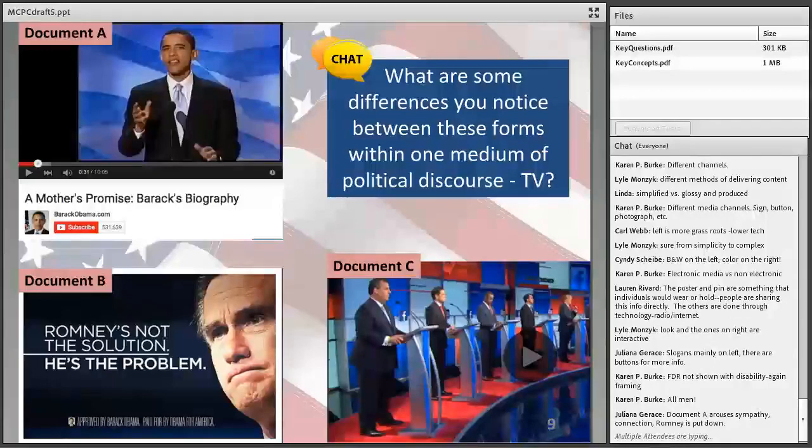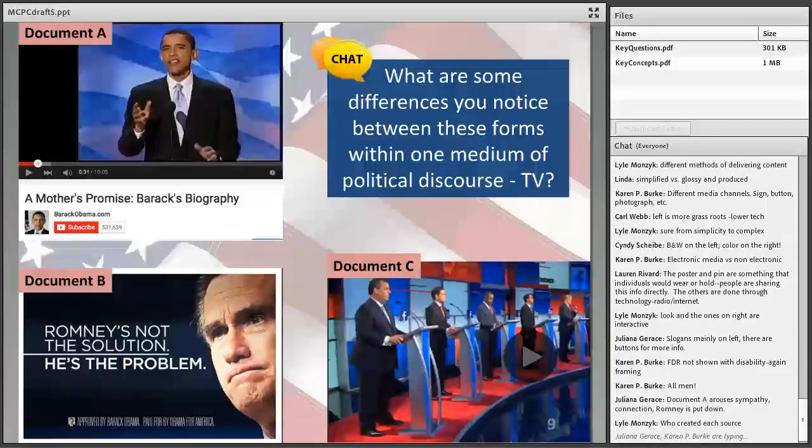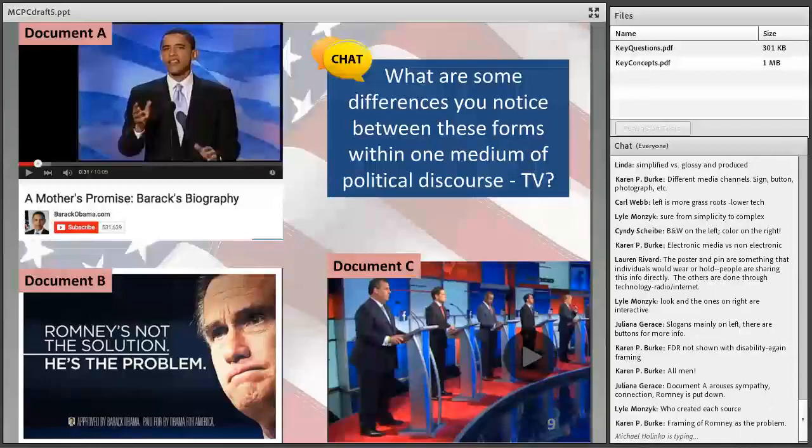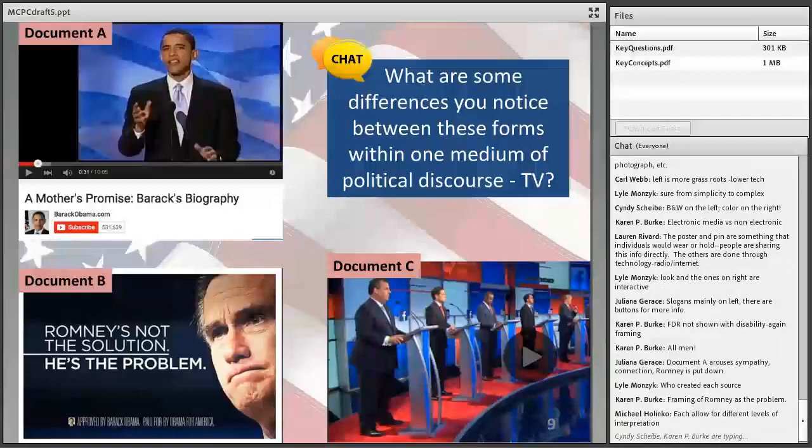All men. Really critical discussion then about who gets to be standing on these podiums. Document A, arousing sympathy, connection, and Romney's is a put down.